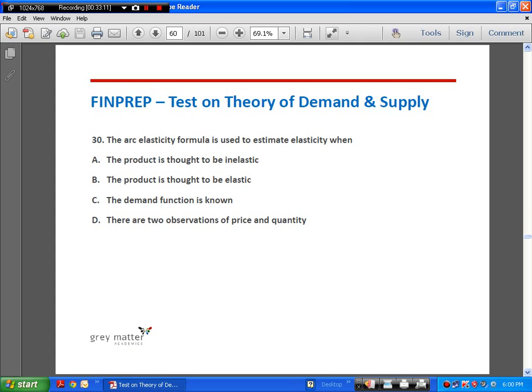So you will notice a movement from one point to another point on the demand curve will have two prices and two quantities in combination. So the initial point will have one price and one quantity, and the movement to the second point will again have one other price and one other quantity. Therefore, it would have two observations of price and quantity. Option D is the right answer.